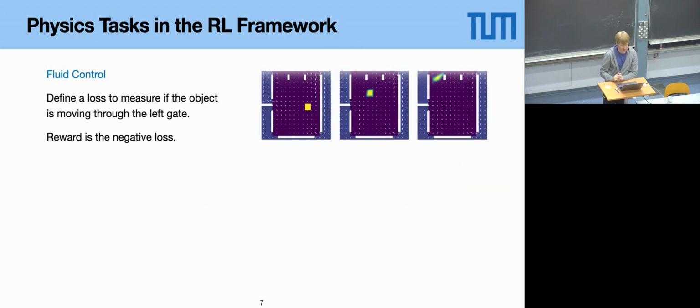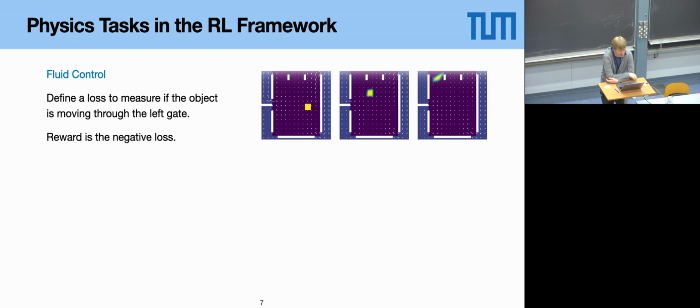Maybe you've seen this before in this lecture, a fluid control task, where you have this yellow object that is swimming in a fluid, and you have these three gates at the top, and let's say you want to move it through the left gate, so that's the goal. Let's say the actions are the fluid field only in the outer areas. You cannot control the inner part, only the outer part. And now you have to somehow achieve that it moves through the left gate.